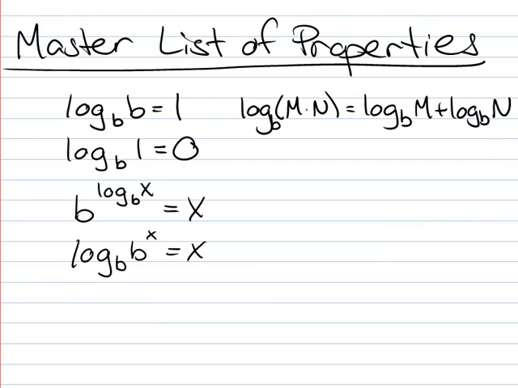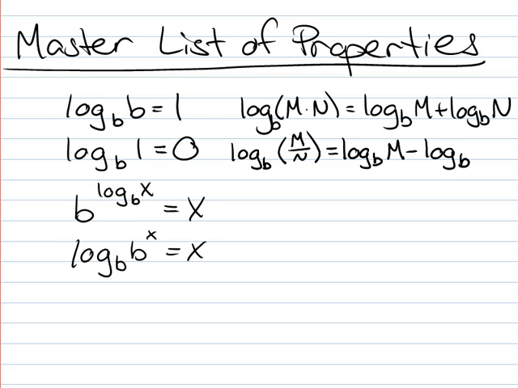So before we forget, let's make sure we stick this in our master list of properties. We've got log base b of m over n is equal to log base b of m minus log base b of n. And since I'm being a good student right now, I'm going to label this one product rule, and I'll name this one quotient rule, because it's nice to be able to refer to them by names, at least when you're learning them.